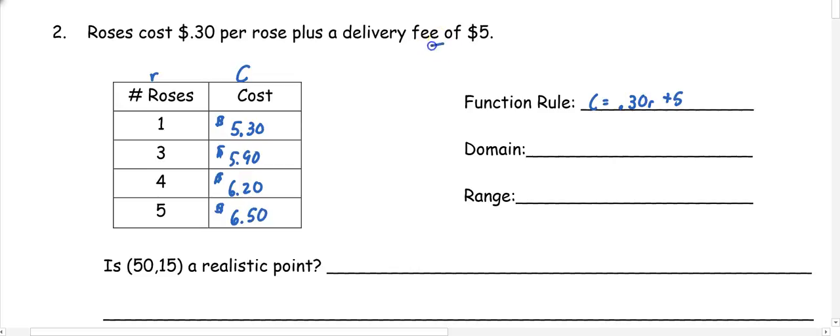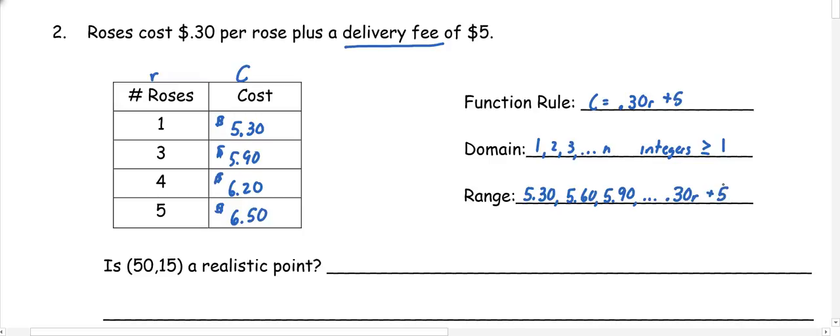So for domain, think about this. We are delivering. So can I order 0 roses to be delivered? No, they're not going to deliver me anything. So my domain can only start with where they would start delivering things, which in this case is 1. So we have 1, 2, 3, and so on to n, which means this would be integers greater than or equal to 1. Our range is what our lowest cost starts at, which for 1 rose is $5.30, for 2 roses $5.60, 3 roses $5.90, and that would continue with the pattern that follows our function rule, 0.30R plus 5.